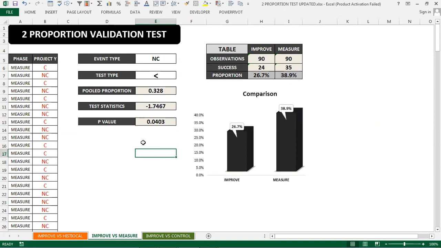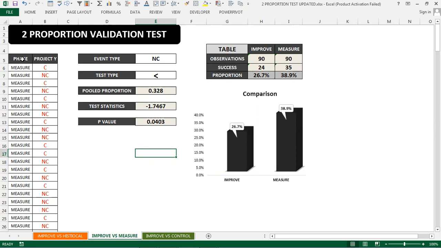But we have to prove it statistically, and that's where the p-value comes into the picture. When the p-value is less than 0.04, now we are assured that the improve phase proportion is significantly lower than the measure phase proportion. So that's what we have in this test.